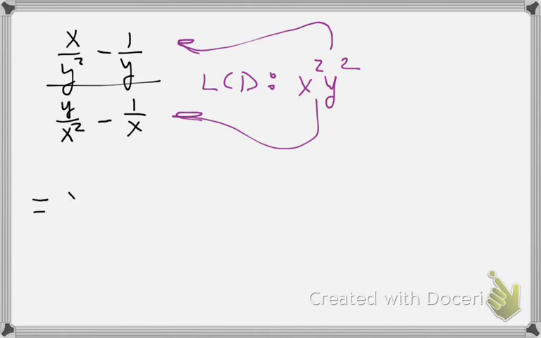We start off with x cubed. How'd I get it? The y squared will cancel, so you're just left with x squared times x, which is x cubed. Minus, what's going to happen with the second one? X squared y. One of the y's canceled, so we're left with x squared y times 1, which is x squared y. And that's my numerator.